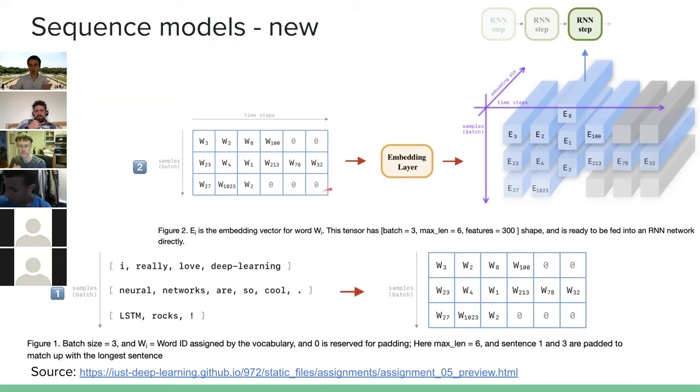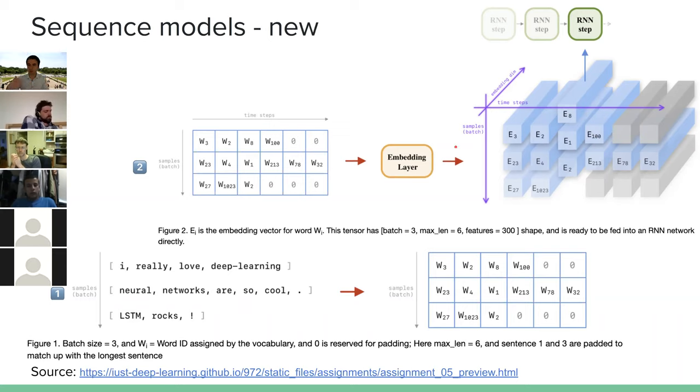So now from integers, we want to go to vectors. We do this because it gives us way more flexibility and also allows us to manipulate our input sequence in more dimensions. We do that through the embedding layer. Again, remember the axis going down is the samples. We have three sentences. Going to the right is the actual time steps, meaning how many tokens each sentence has. So the first one is 1, 2, 3, 4. This is just padding.